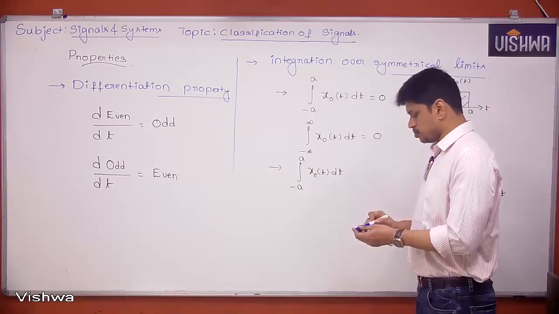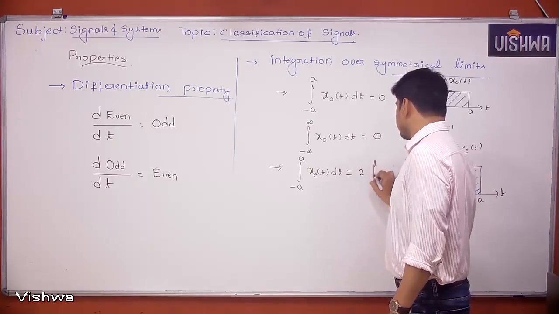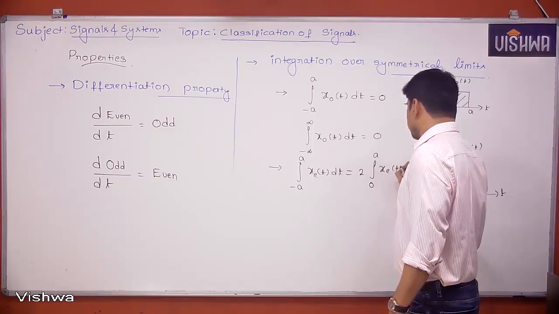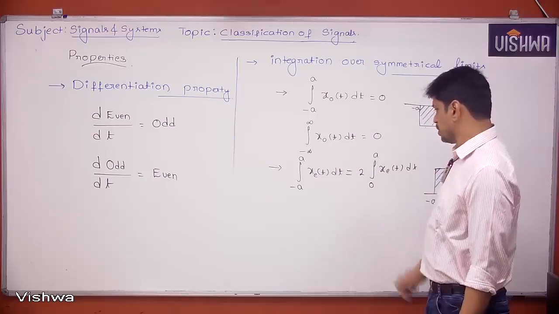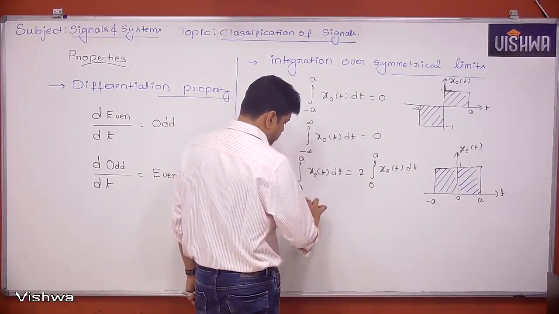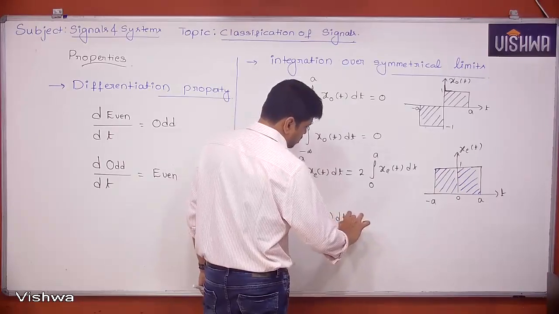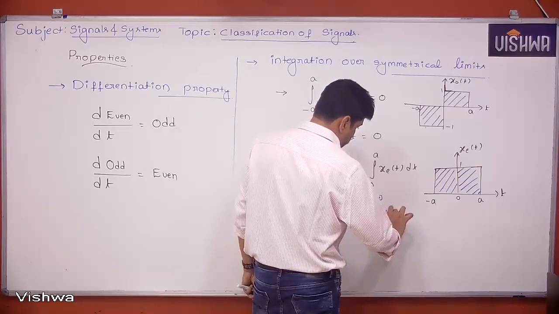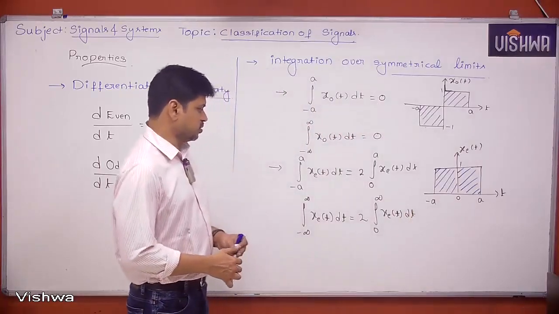That means we are going to get 2 multiplied with the integral from 0 to a of the even signal. Or we can take minus a to 0 also, it won't make any difference, both are same. So I can extend this to the integral from minus infinity to plus infinity of even part dt, which is 2 into the integral from 0 to infinity of even part dt. That's what we are going to get. Okay, take it.